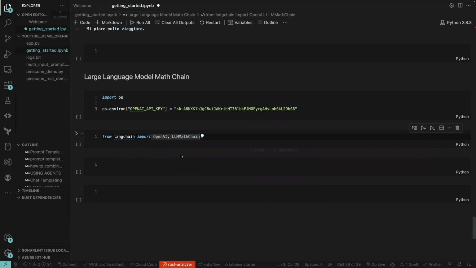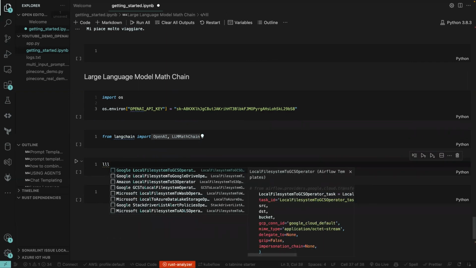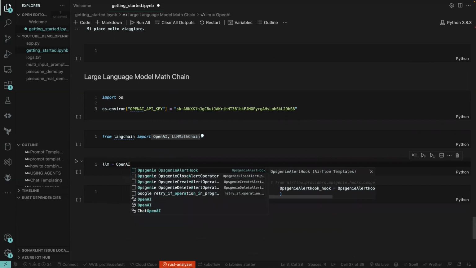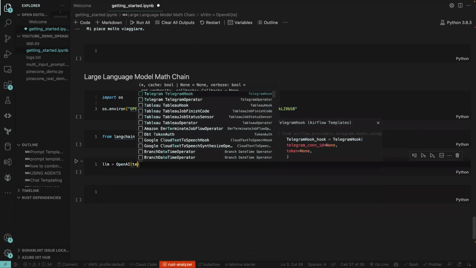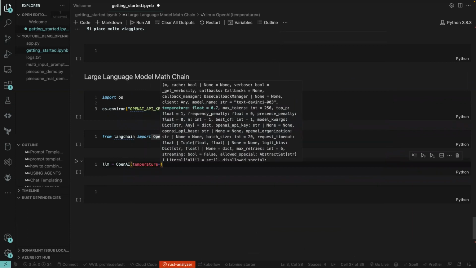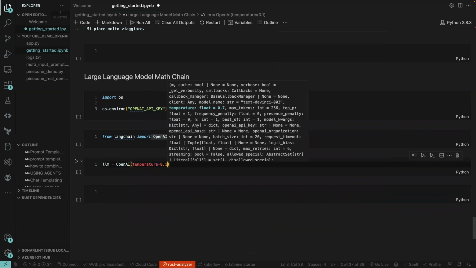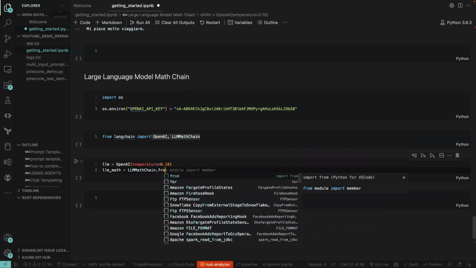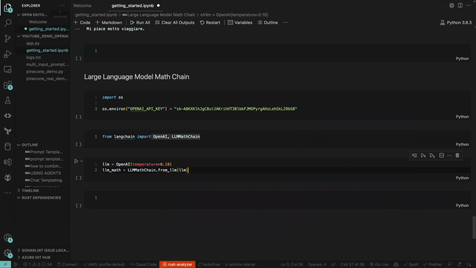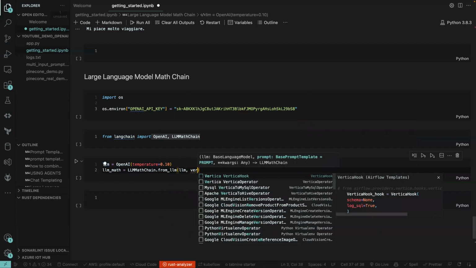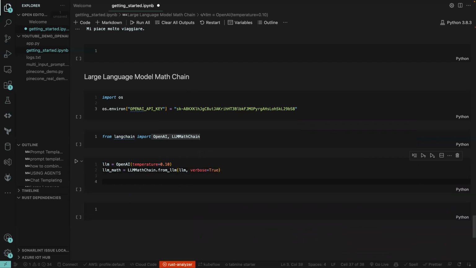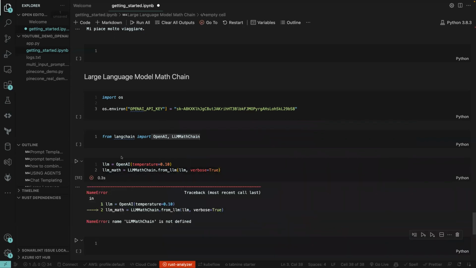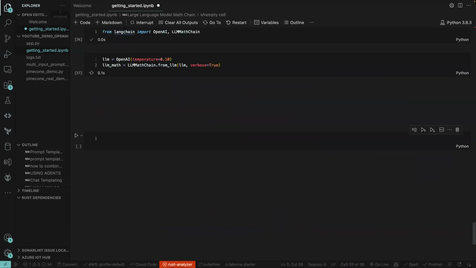It's a class, and the next thing we can do is define the LLM. LLM is equal to OpenAI, and then we pass in the temperature. Let's say the temperature is 0.1, that is fine. And then I'm also going to define the LLM math is equal to LLMMathChain.from_llm, and then we pass in the LLM, and also another parameter, verbose equals true. Let me run this first.